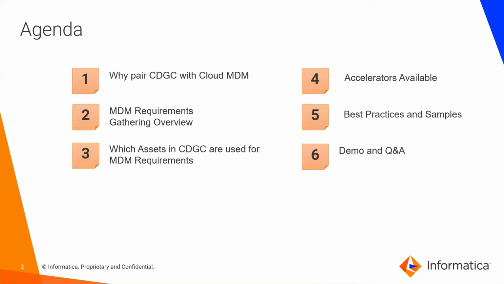In today's presentation, we're going to talk about why we want to pair data governance with Cloud MDM, what the 9 different requirements are for gathering MDM requirements, and which assets in Cloud Data Governance Catalog are used for these 9 different requirements that we're going to be gathering. And then we'll take a look at some accelerators that are available to speed up your journey to gathering MDM requirements with the cloud. And then we'll take a look at some best practices and some other samples that are available for this journey. After that, we'll do a short demo, and then we'll open it up for questions and answers.